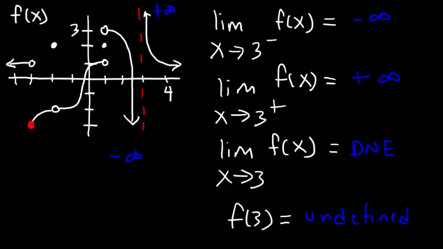A good example of having a vertical asymptote at x equals 3 would be a function like this, 1 over x minus 3. If you plug in 3, you're going to get 1 over 0, which is undefined. Whenever you have a 0 in the denominator, at that point you have a vertical asymptote, and it's undefined at that point.